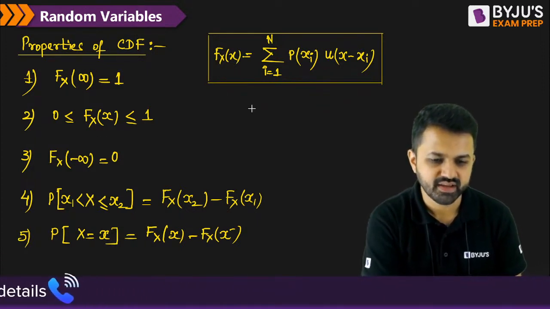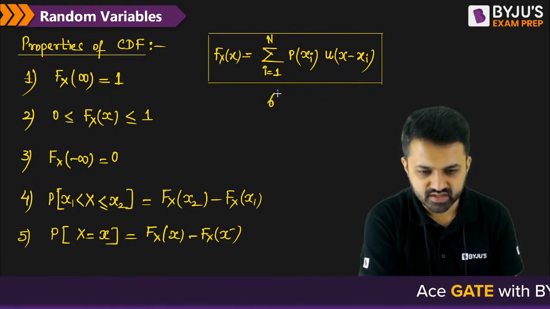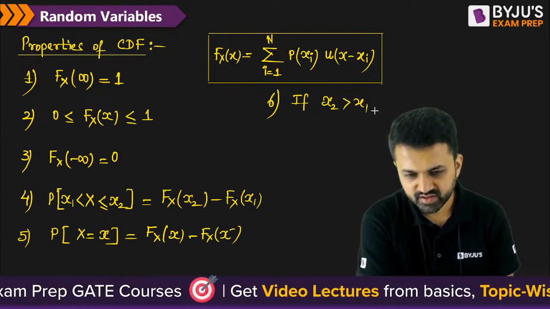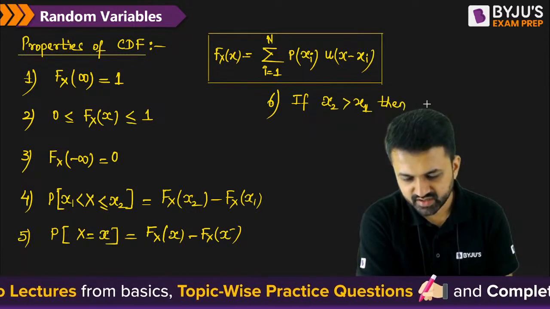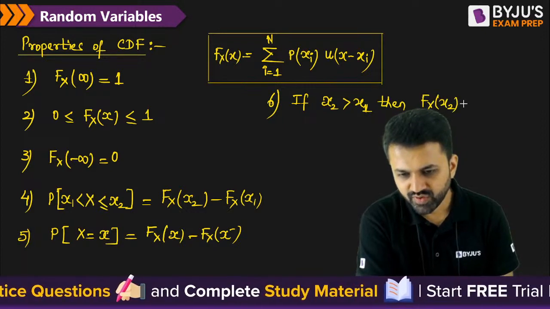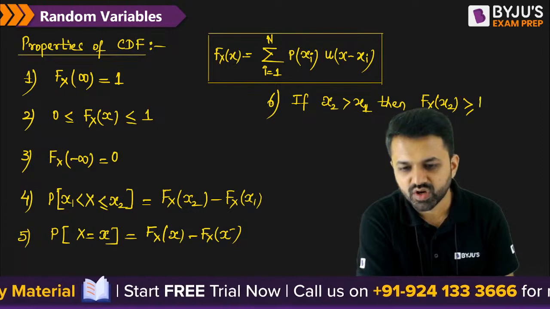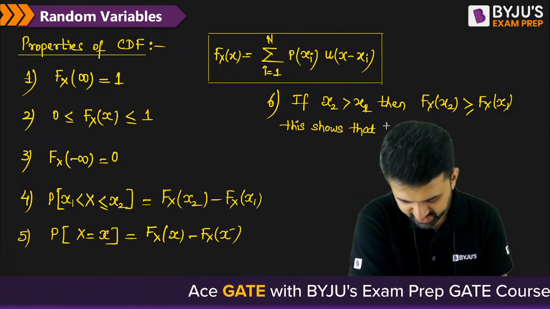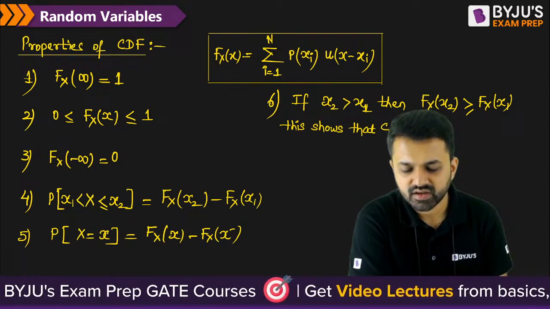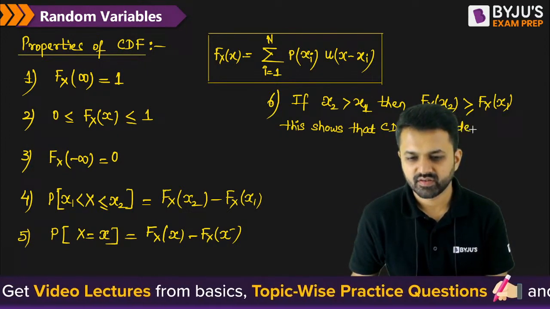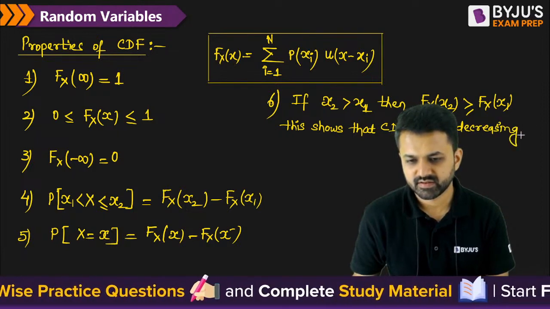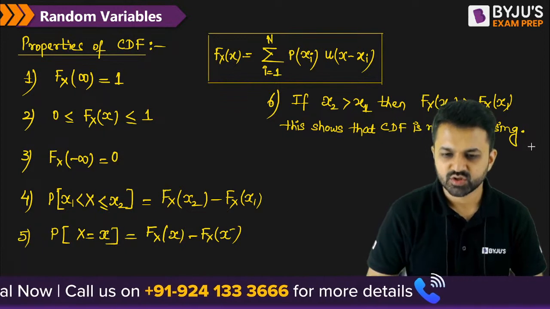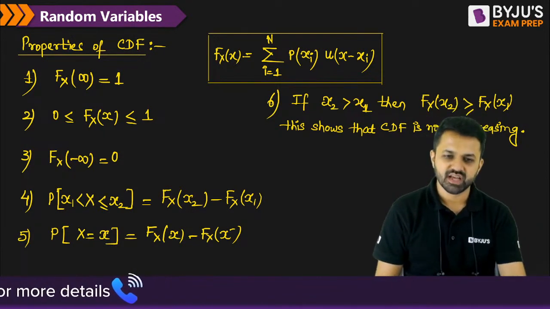Yes, so there is one more property, the sixth property. If x2 is greater than x1, then the CDF at x2 will be greater than or equal to Fx(x1). That is, the CDF is a non-decreasing function of x. So the greater than or equal to sign will also come, okay, Vikram? Don't forget this equal sign, because it can be equal also.